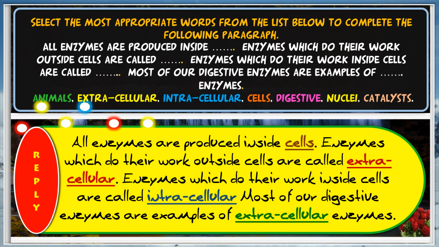So our statement will read, all enzymes are produced inside cells. Enzymes which do their work outside cells are called extracellular. Enzymes which do their work inside cells are called intracellular. Most of our digestive enzymes are examples of extracellular enzymes.